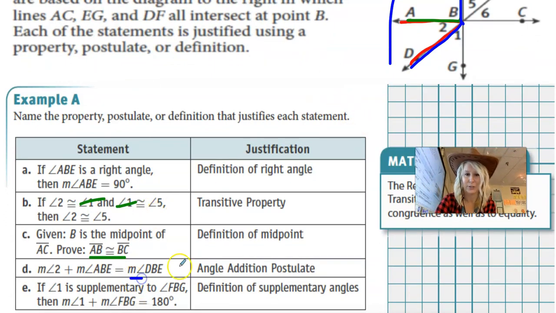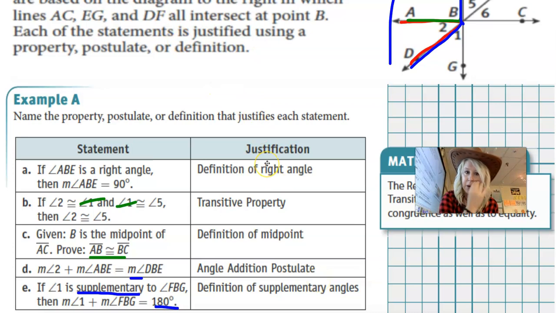Hence, they're adding angles. Okay. Next but not least, if angle 1 is supplementary to FBG, then I know that angle 1 plus the angle FBG have to equal 180. And so again, that's just our definition. We know supplementary means 180. That's the definition of a supplementary angle.